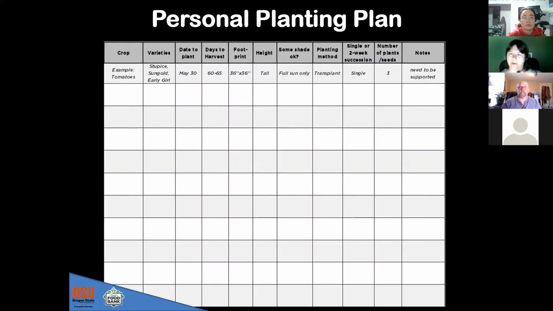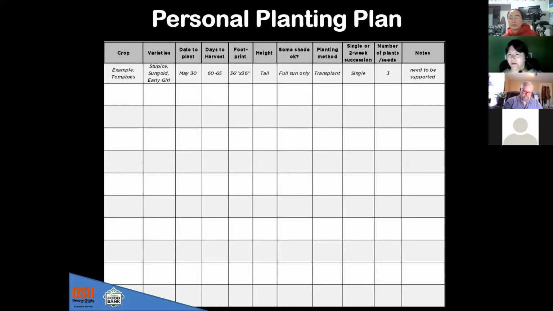When you work on planning your garden, one of the things that we recommend is that you develop a personal planting plan. And so you would actually sketch this out. And this is going to be in the booklet that you're receiving, by the way. But it might be something that you could sketch on a piece of paper or do in Excel if you want to get fancy, right? To plan out all of these different things.